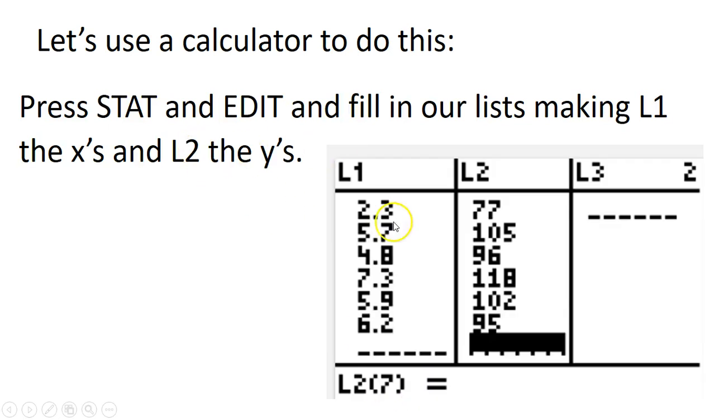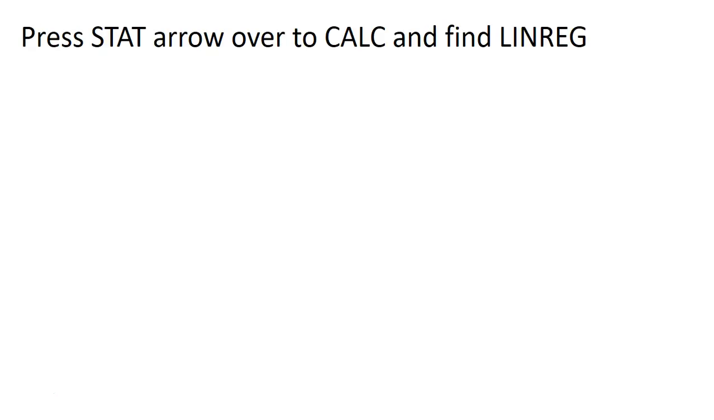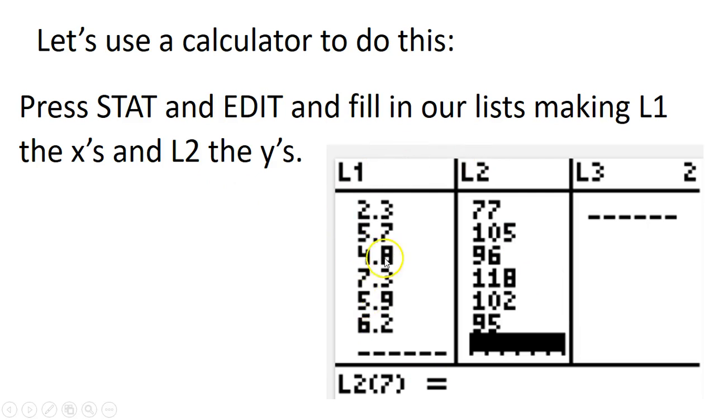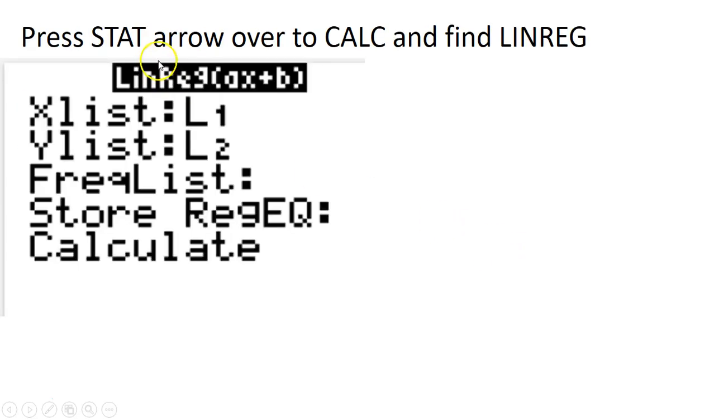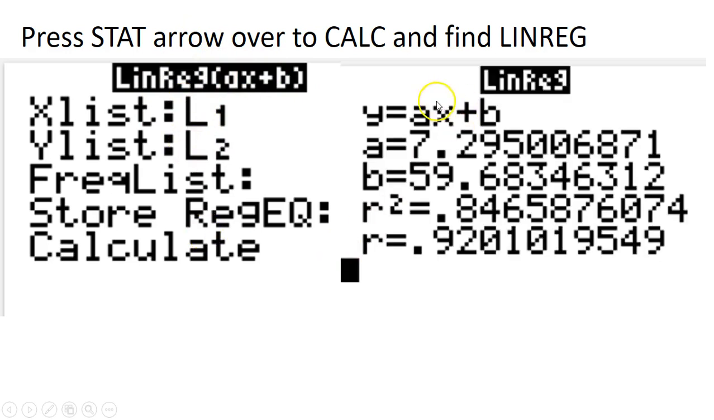I go to Stat and Edit, and I need to plug my values into list 1 and list 2. So clear out what you had in there before and plug these values into your list 1 and list 2. Afterwards, you press Stat again, press the arrow key over to highlight Calc, and we want to find our LinReg, list 1, list 2, and we calculate it, and here we are.